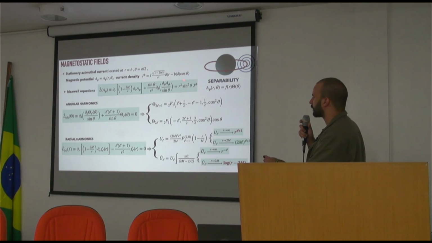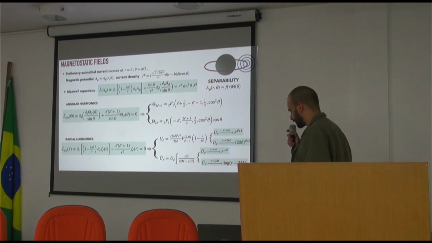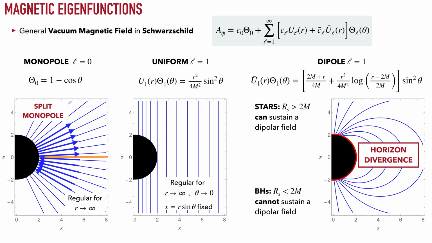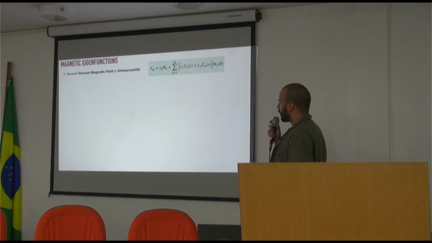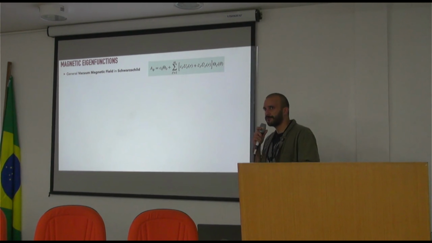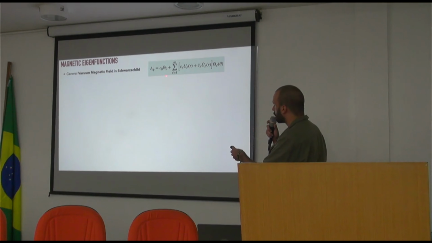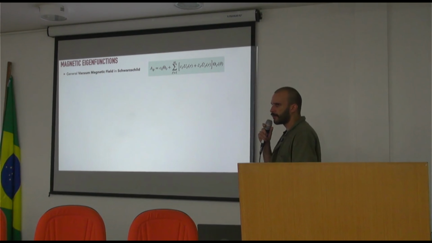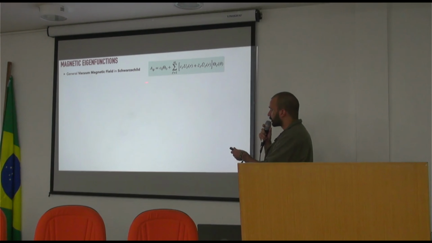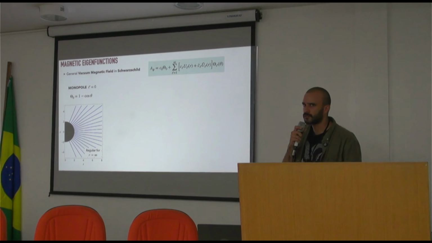So let's forget about this source term for the moment. In general, every vacuum magnetic field is partial, can therefore be written as a combination of the harmonics that we just constructed. So we will have all these harmonics summed together. I isolated this term for a very simple reason, because the theta zero contribution is actually associated to a monopole magnetic field.